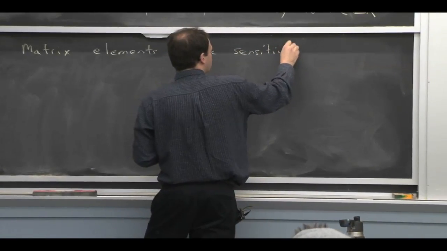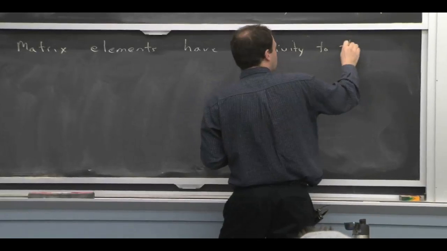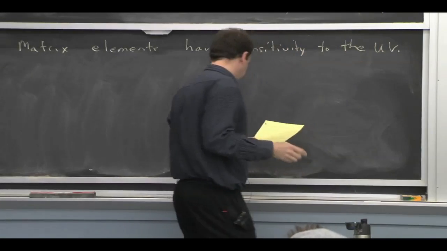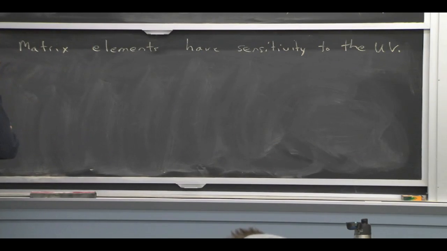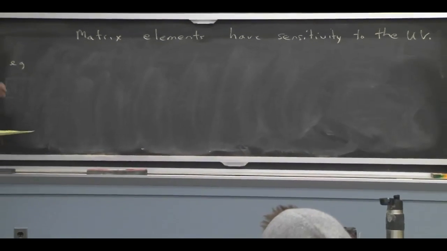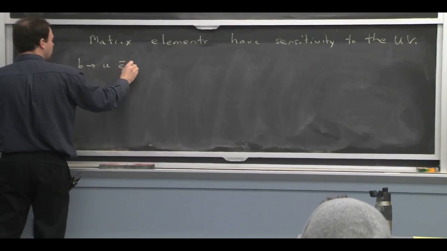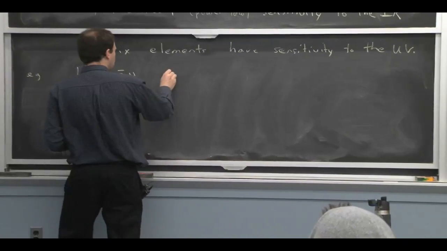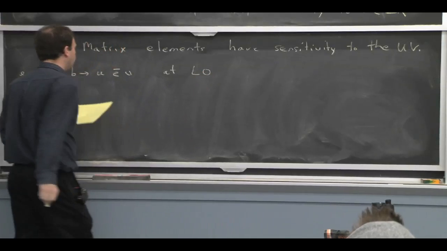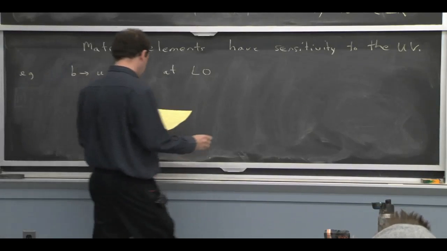And there's a corresponding sensitivity to the UV in the matrix elements. So let me give you an example that's not working through formalism, but just numerics. So let's look at B to U E bar nu at lowest order. The up quark is massless.